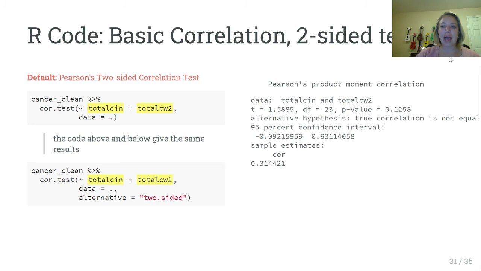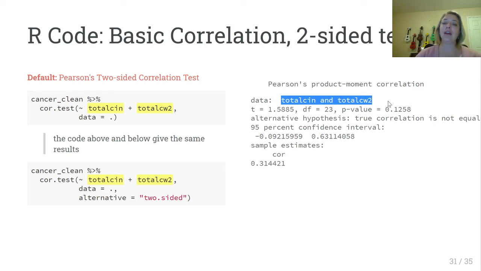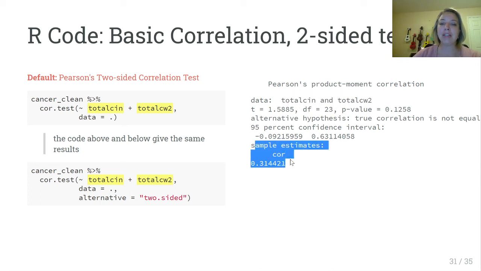So here is my output. Got a lot of things going on here. At the top, it tells us what we're doing. It's a Pearson product moment correlation coefficient. And it tells us the name of the 2 variables that we're correlating in our data set. Again, only 2 variables at a time in the cor.test function. At the very bottom, it tells us in the sample, our correlation was observed to be 0.31. So 0.31 is positive. It's mildly strong. That's a mild correlation of 0.31.